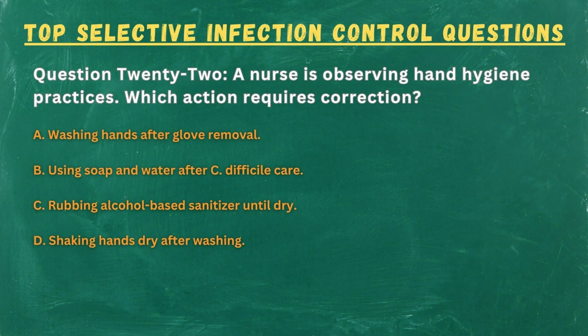Question 22. A nurse is observing hand hygiene practices. Which action requires correction? A. Washing hands after glove removal. B. Using soap and water after C. difficile care. C. Rubbing alcohol-based sanitizer until dry. D. Shaking hands dry after washing. Answer: D. Shaking hands dry after washing.